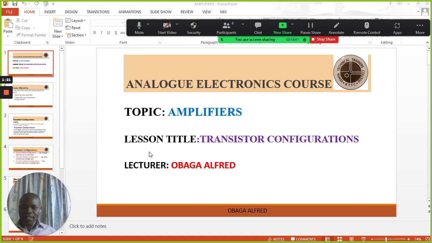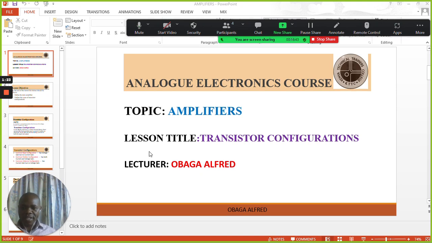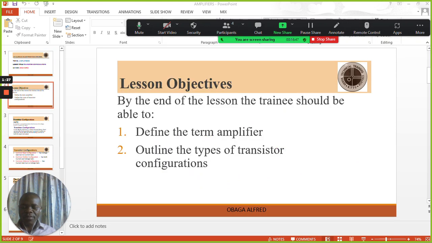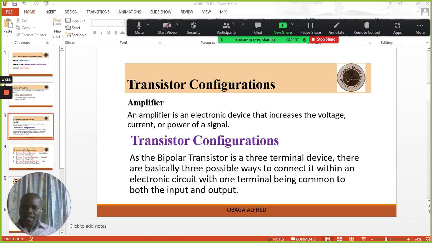Now let us look at what we'll do today. In today's lesson we have two objectives to meet. We should be able to define the term amplifier, and we should be able to outline the types of transistor configurations. Now let's see what an amplifier is.